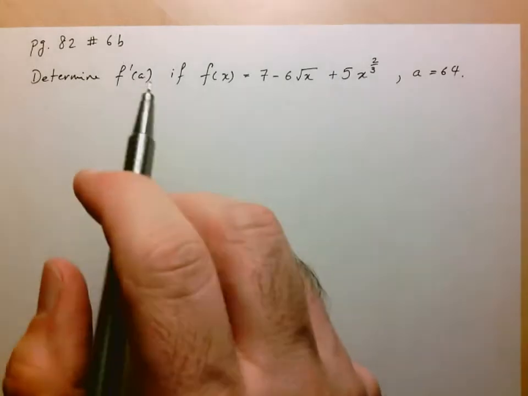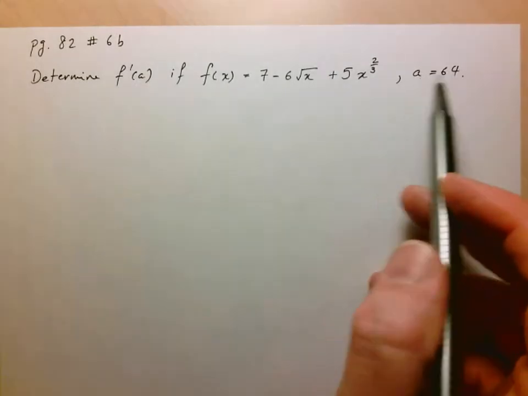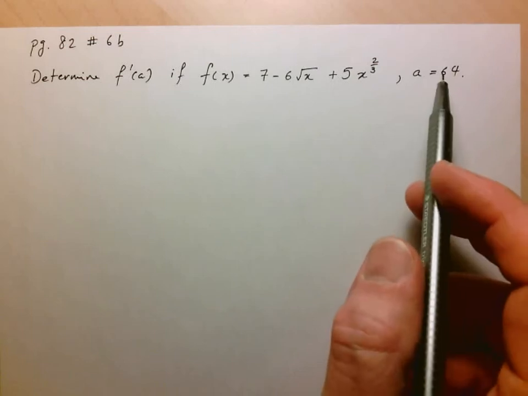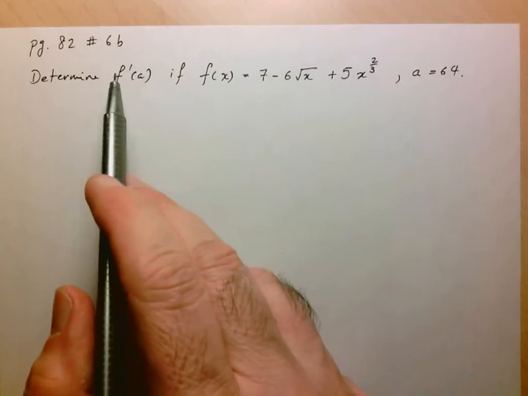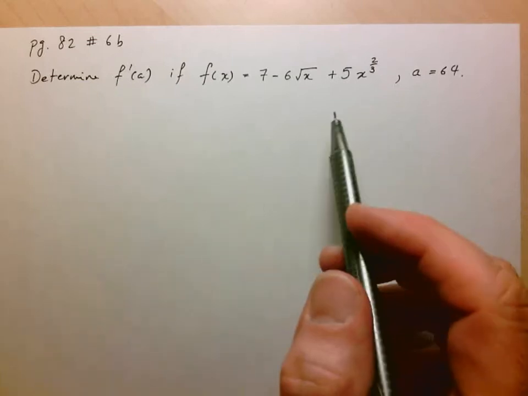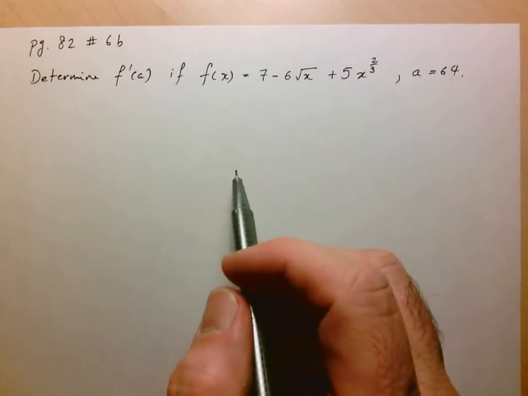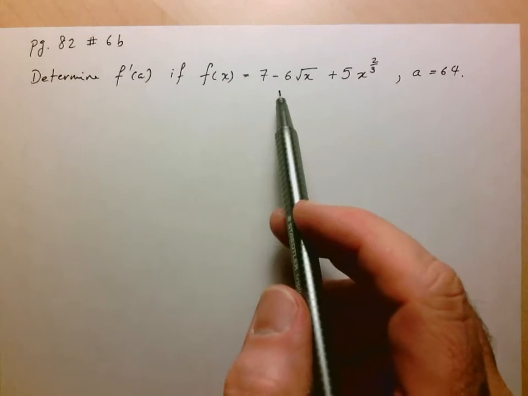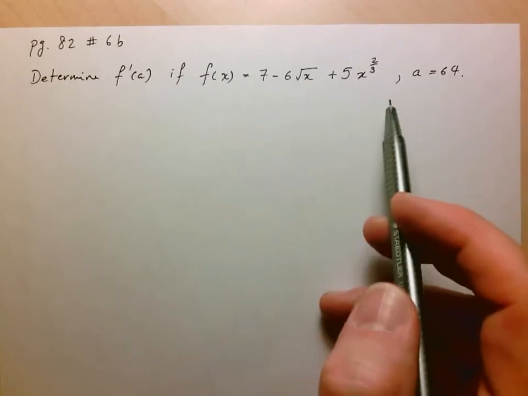So they want us to determine f prime at a for this given function, and for a equals 64. Essentially what they're giving us here is the x value for which we want the derivative of that function. Now, in the past what we would have done is use the limit definition and determine the limit as h approaches 0 of f at 64 plus h minus f at 64, all over h.